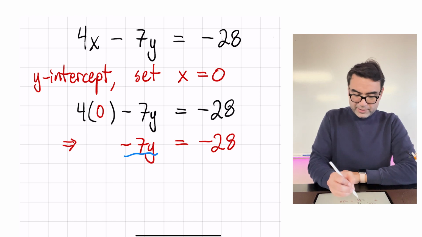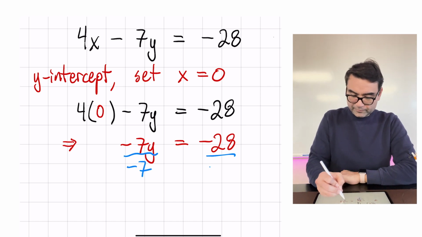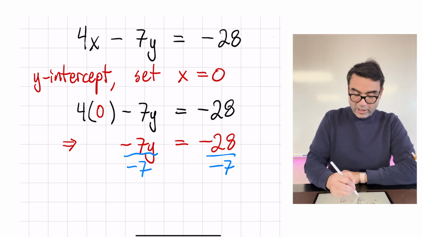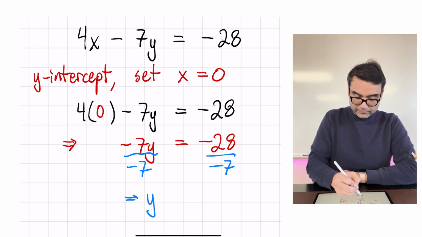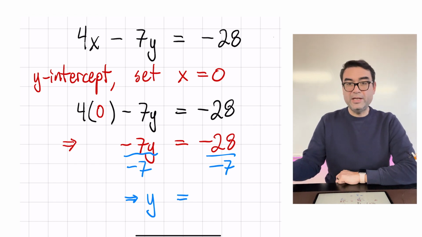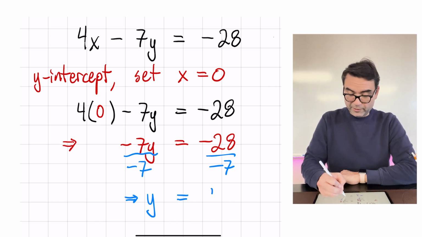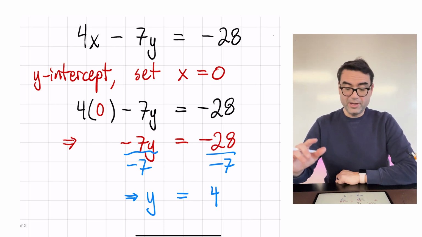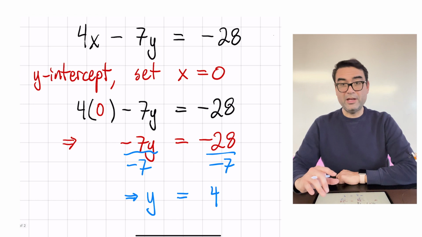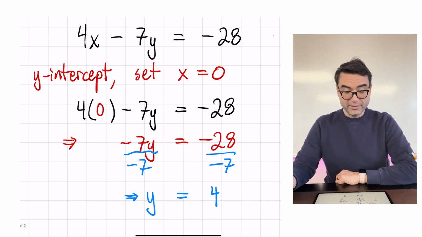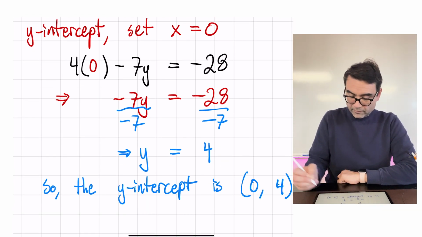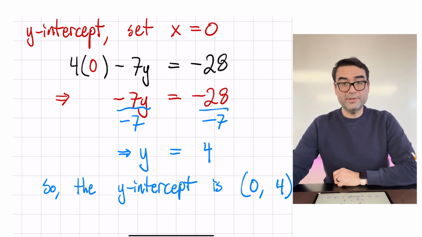From here, we would divide both sides by -7. On the left, -7 divided by -7 is 1, so that we have 1y. And that's equal to -28 divided by -7, which is +4. So if we put all the information we used together, we know that we have an x value of 0, and the y value is 4. Therefore, our y-intercept would be 0, 4. And that's how you find the y-intercept.